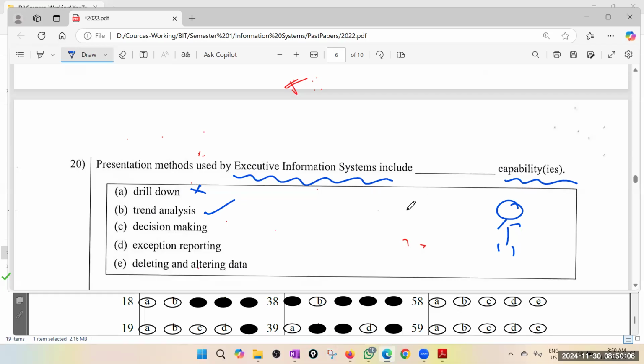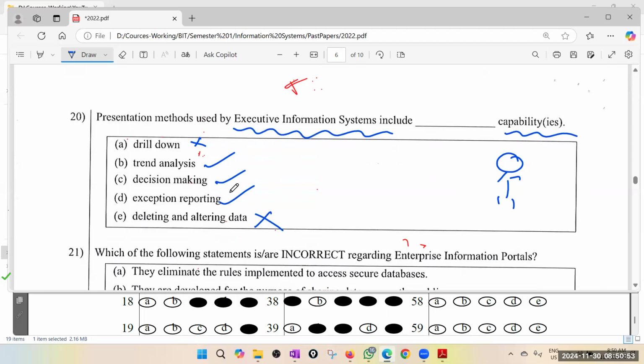Decision making is anyway correct, right? Every manager does decision making, whether executive, top managers, middle managers, or first line managers. I will say yes. Exception reporting, maybe yes, because top managers are interested in exceptional situations. Deleting and altering data, I don't think they are interested in that kind of thing. That is pretty much the TPS's job. I'll go for BCD. Anyway, this is an opinionated question, and these are questions where it's near impossible to get full marks.